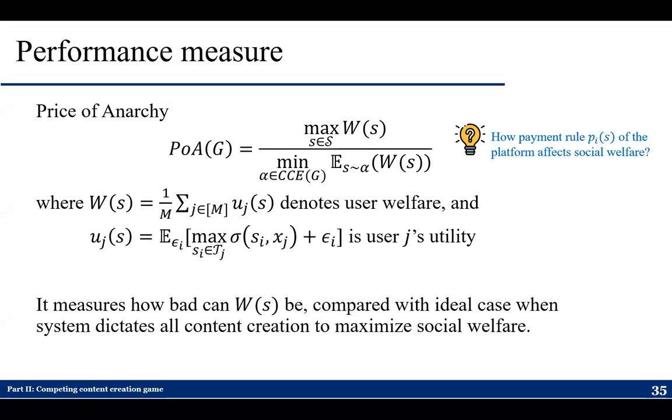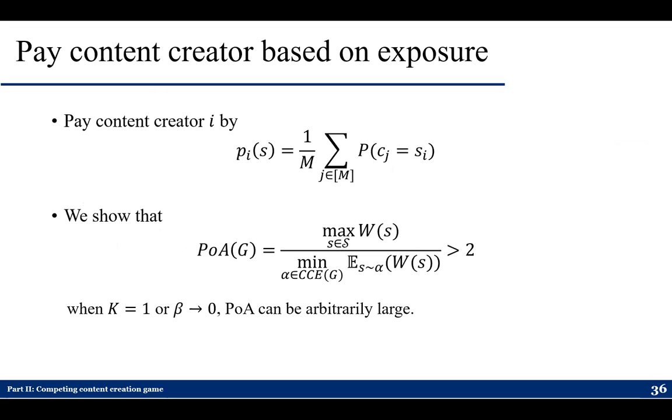Yes. So what we want to do is ask the question of how the payment P_i of the platform can affect social welfare. And in practice, there are typically two ways of deciding this payment. One is based on the exposure. By exposure, basically this means how often each content creator's contents get consumed by a user. That's the exposure. And in this case, we show that this payment based on the exposure is actually a bad idea.